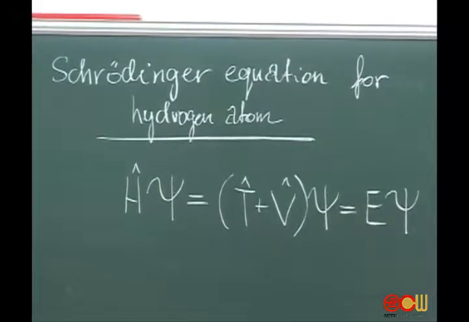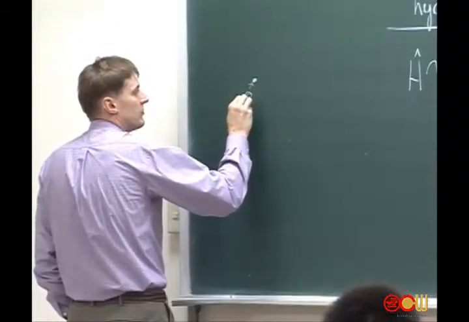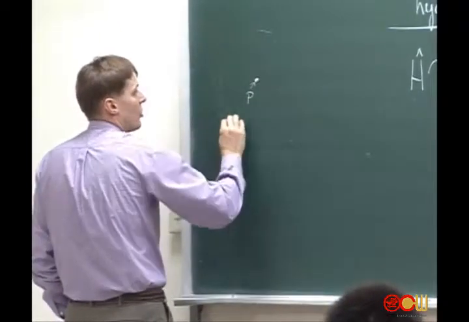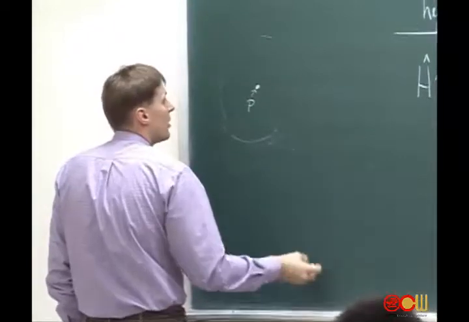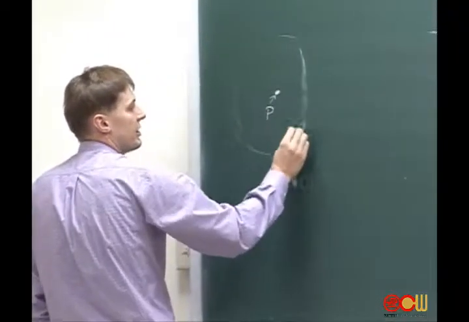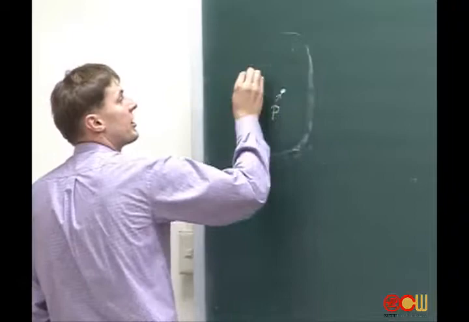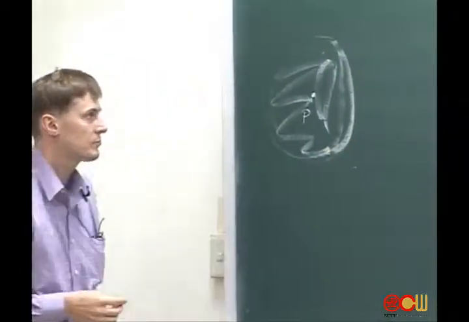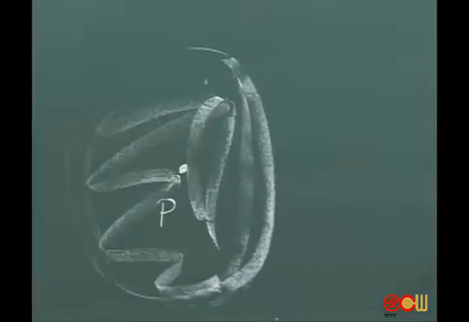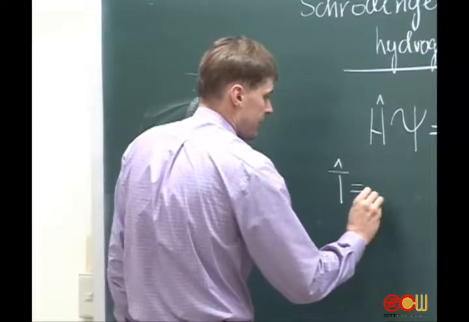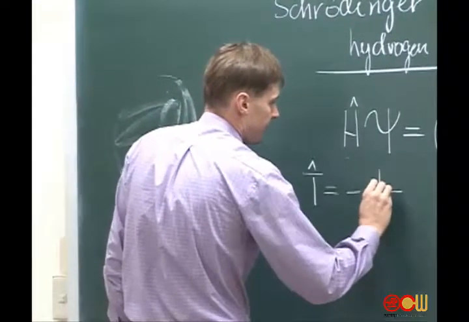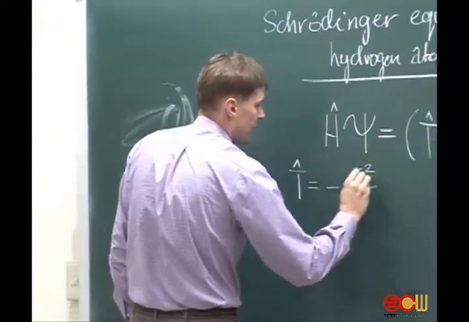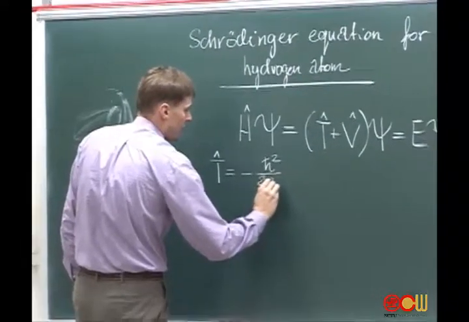We have the nucleus of the hydrogen atom, so one proton, and we have the electron going somewhere around this proton. We don't know exactly where it is, but the solution of the Schrödinger equation will give us some information about that. What is the kinetic energy operator? Like always, it's minus h bar squared divided by 2m.